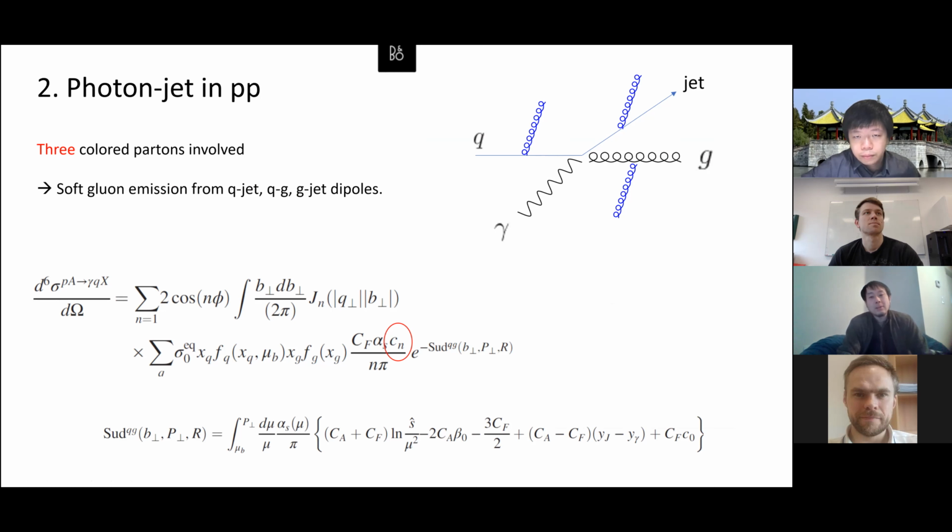You can decompose the soft emission from this three-parton system into three dipoles: one consisting of quark and jet, and quark and gluon jet dipoles. You can calculate the soft radiation from each of them, and then you just add up. Here we calculated the coefficient of cosine n phi, and we did the resummation. So we can also do this resummation in this situation where we have three partons.